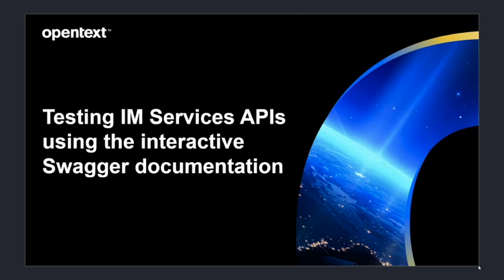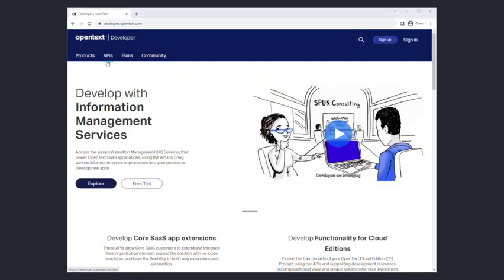In this video, we will show you how to test our APIs directly in our interactive Swagger documentation. Testing the APIs will require using your tenant and cloud app credentials that you would have created during your free trial signup. To begin, go to the developer website at developer.opentext.com and select APIs from the menu.